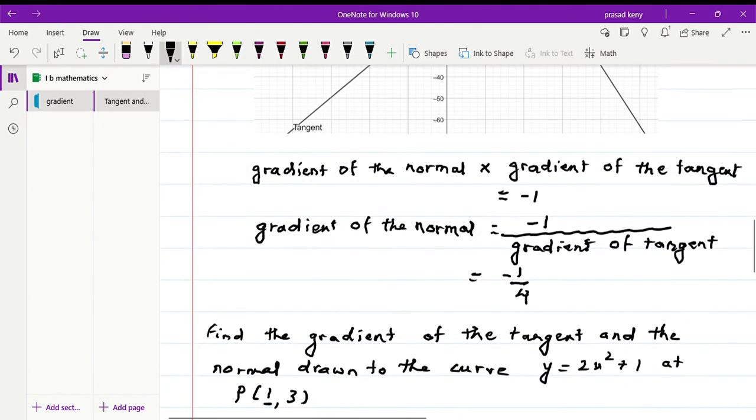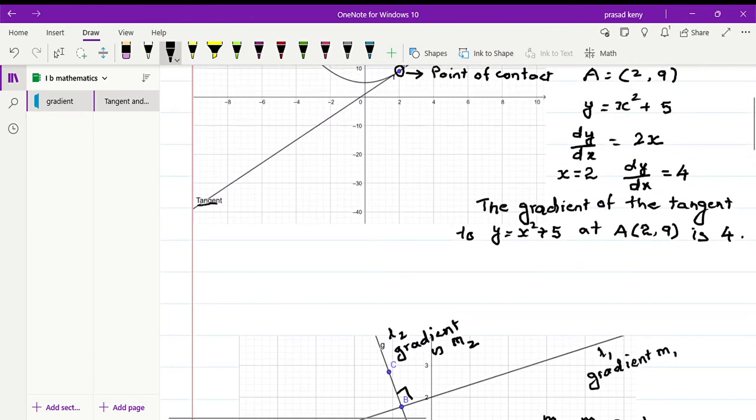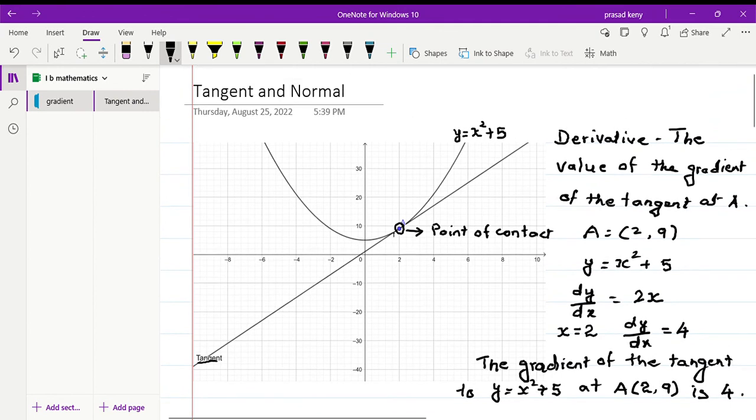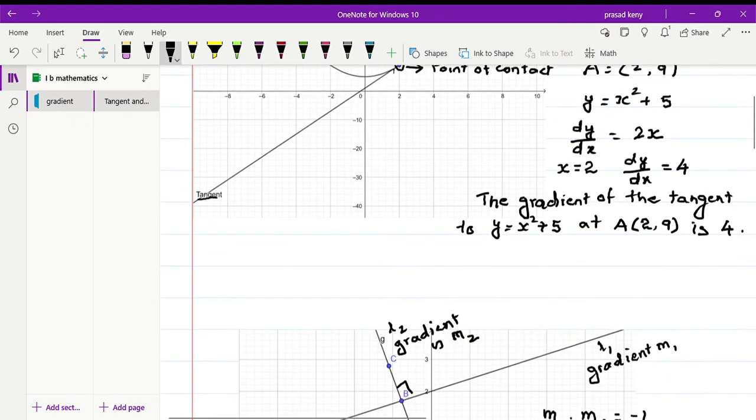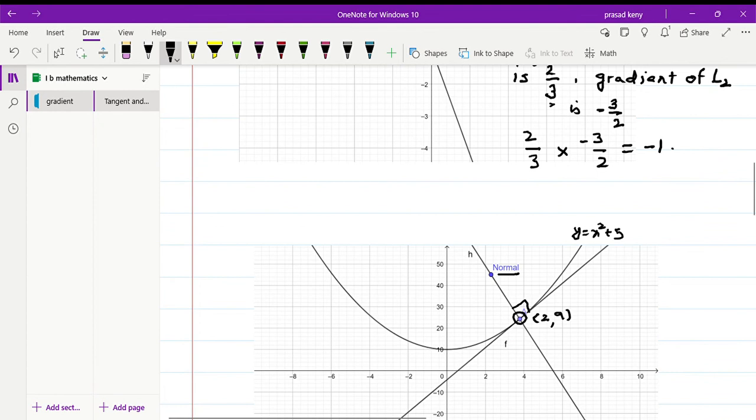So let me just go through it: the gradient of the tangent is the value of the derivative at the point of contact, and the negative reciprocal of the gradient of the tangent is the gradient of the normal, because tangent and normal are perpendicular to each other at the point of contact. So just go through these concepts. Today I have just taken very simple examples to make the concept clear. So next time we'll solve more problems on the equations of tangents and normals.